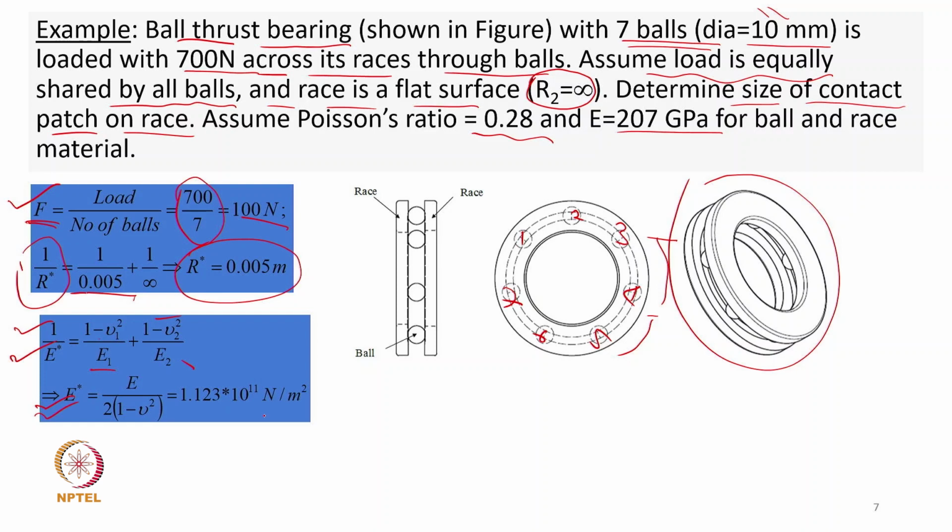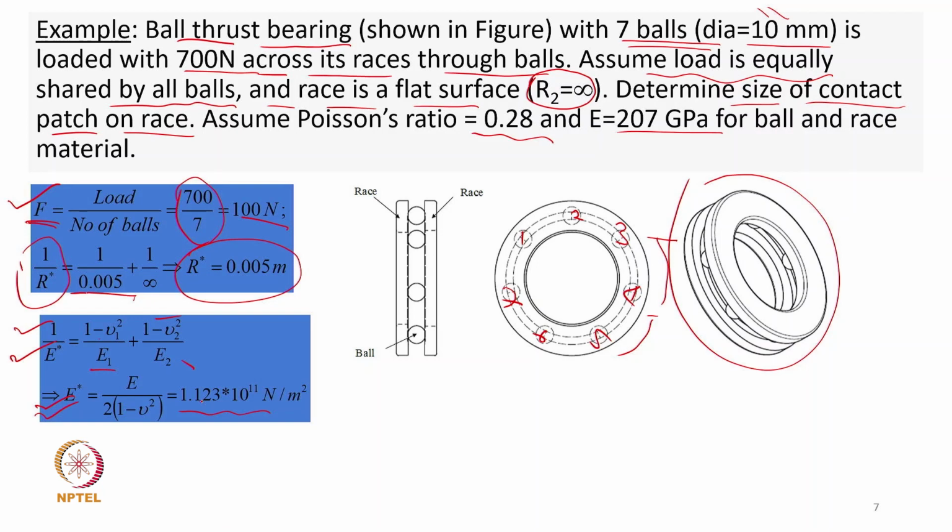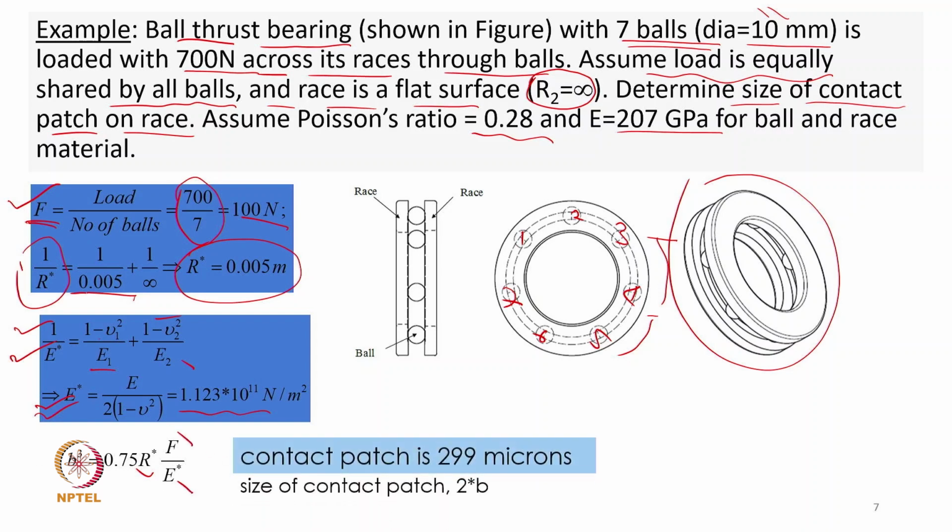Effective Young's modulus comes out to be something like 1.123 × 10^11 Newton per meter square. In gigapascal, it will be 112.3 gigapascal. That can be calculated. Now here we can substitute the value of R star, the value of E and the value of F. That gives a value of B, and when we calculate it, it turns out to be 149.5 micron.